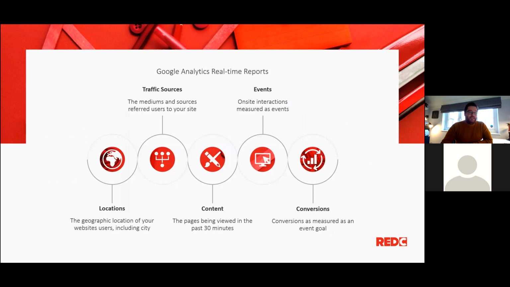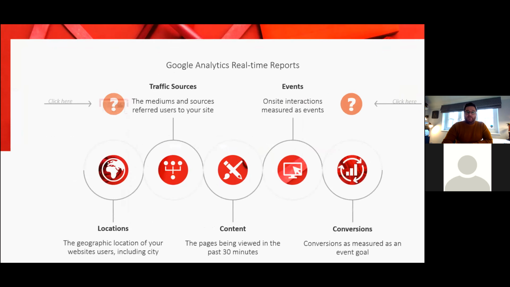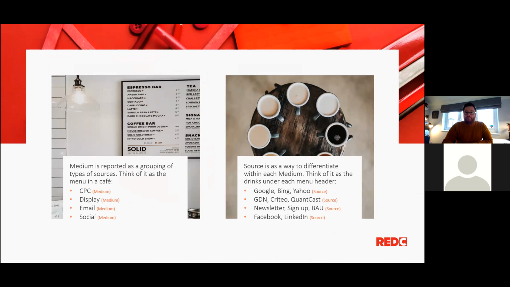Now, the options you get in your real-time reports are location, so the geographic location, the language, city. Content is the pages viewed in the past 30 minutes, and conversions measured as a goal. The other two you get are traffic sources, so that's the medium and sources referring users to your website, and events. We'll take a look at traffic sources.